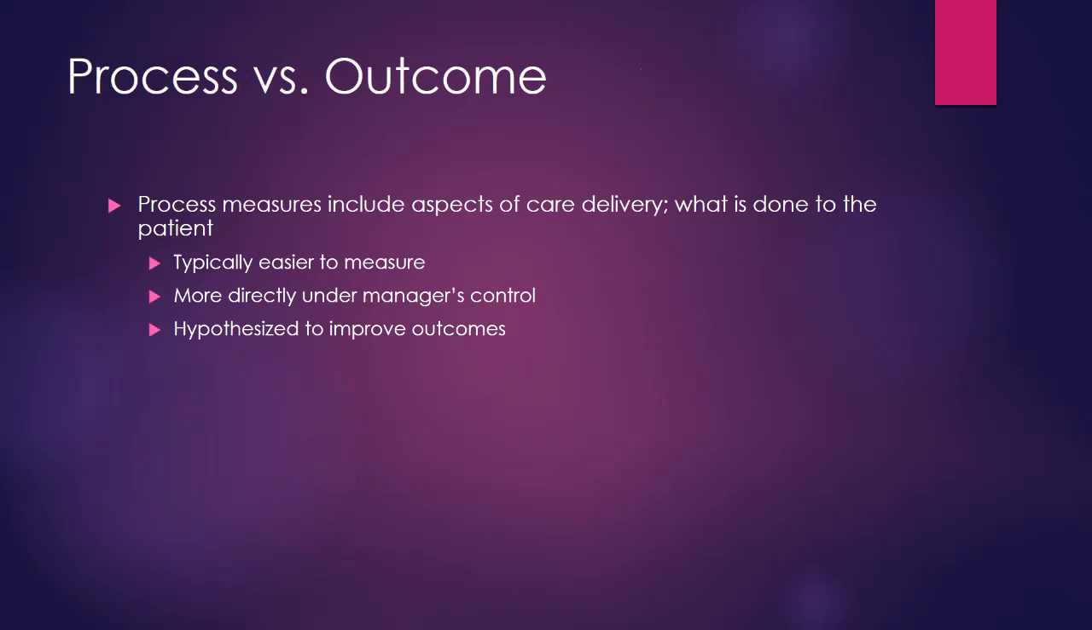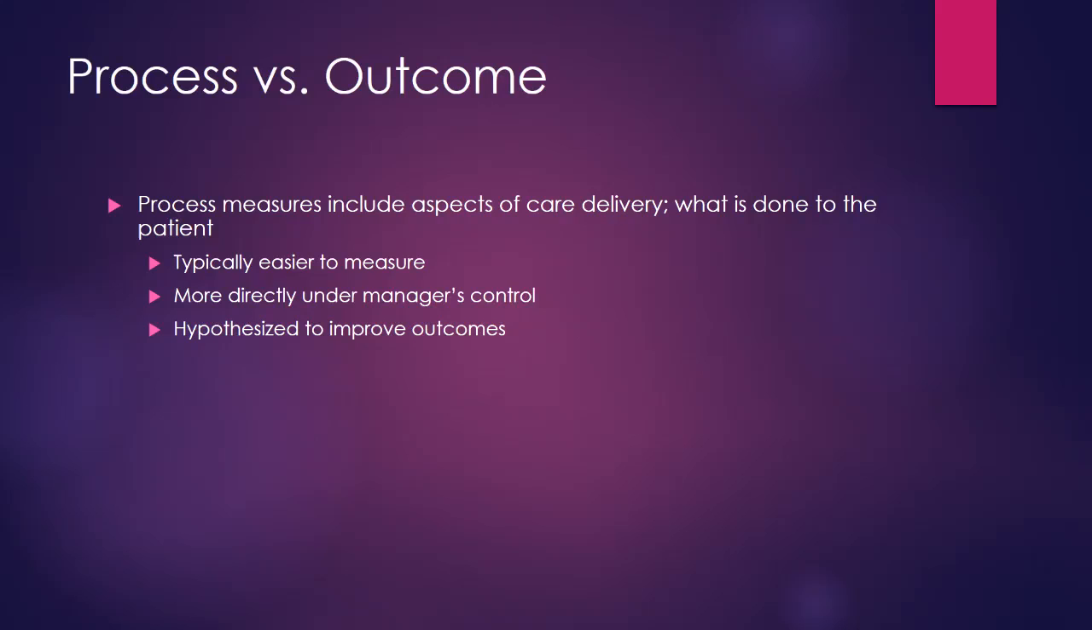Okay, so that's kind of the measurement technicalities that you want to think about. But measurement content, what do you actually want to measure? The two major categories we think about are process measures and outcome measures in healthcare settings. So process measures are all of those aspects of care delivery, basically what is done to the patient. That would be classified as a process measure.